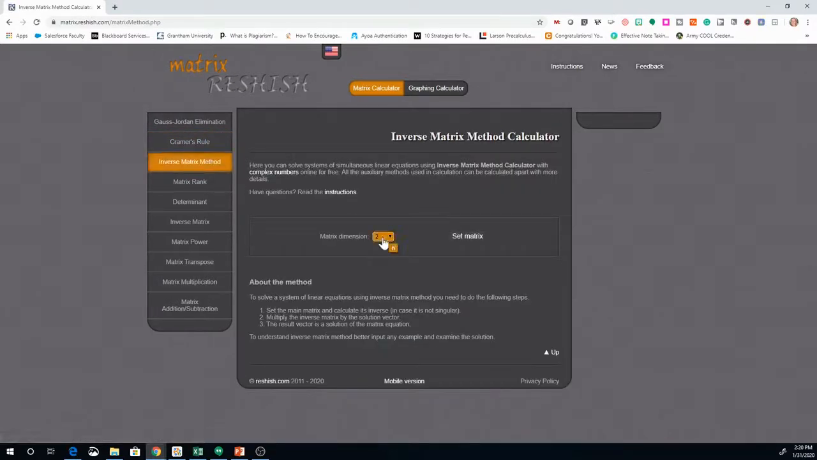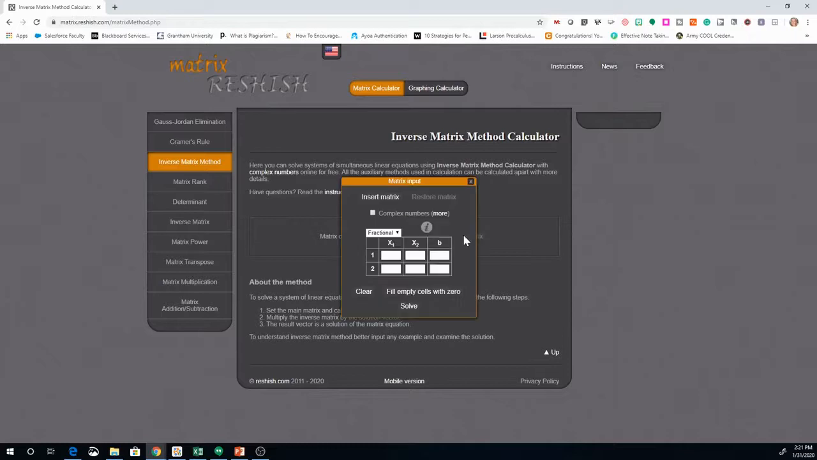Again, you need to pick your matrix dimension, and here we're looking at the coefficient matrix, so that's going to be a square matrix. For two equations, that will be a dimension of 2. I hit Set Matrix, and again, you can choose between doing decimals or fractions. I do recommend fractions whenever possible so that you don't have rounding errors.